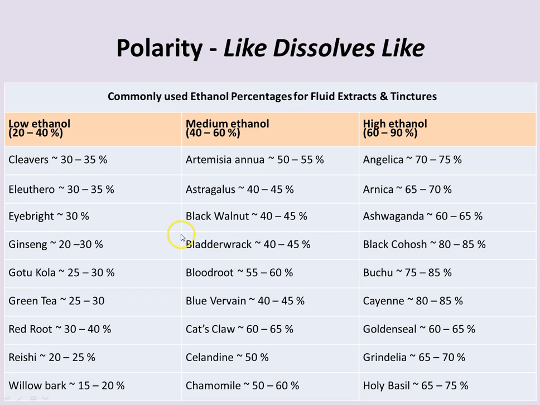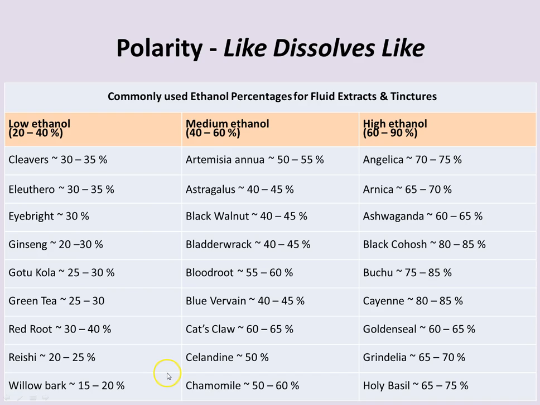A fun game to do for yourself is to pick one of these herbs out of each column. Go find the active components and compare them in terms of what you might understand about polarity, like the ginsenosides in ginseng. They tend to have a lot of sugars, so a lot of glycosides tend to be very water soluble. Thus, you would have a low 20 to 30% ethanol content there. And then you might go in and look at something like chamomile, 50 to 60%.